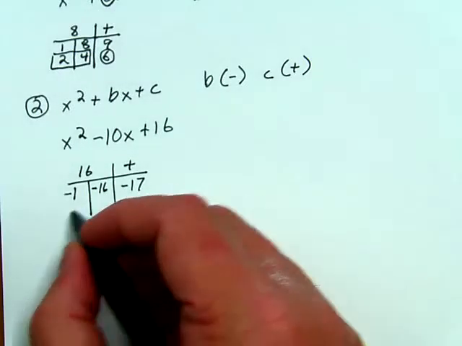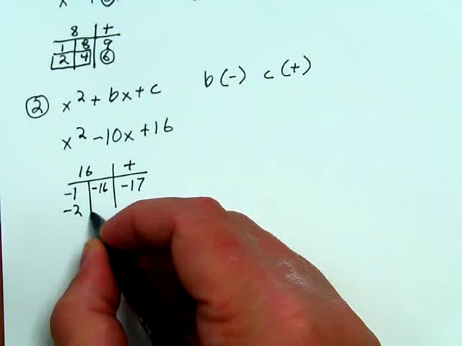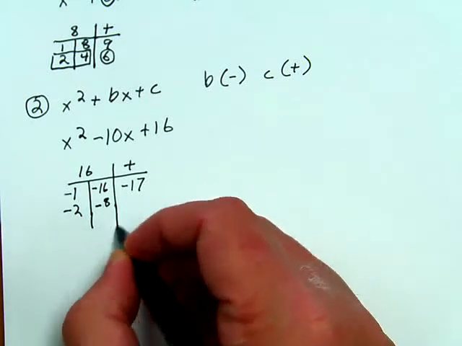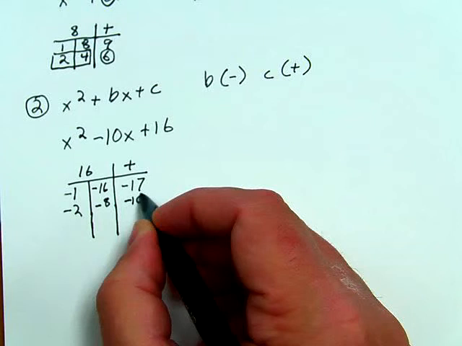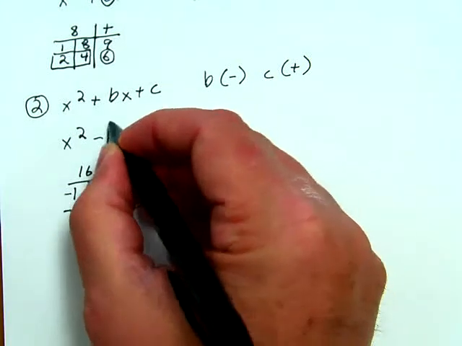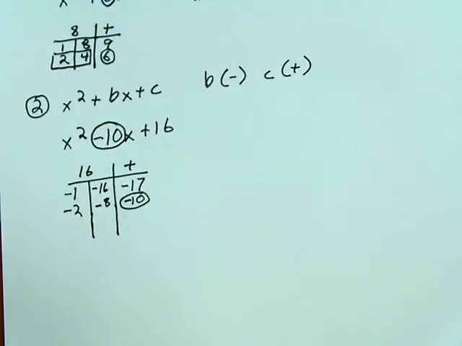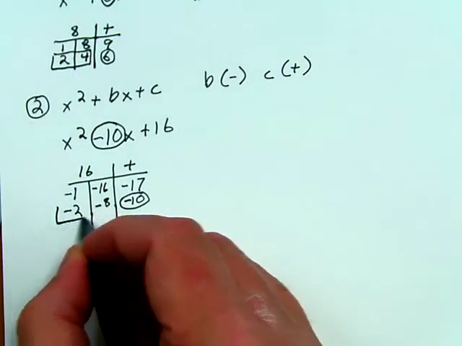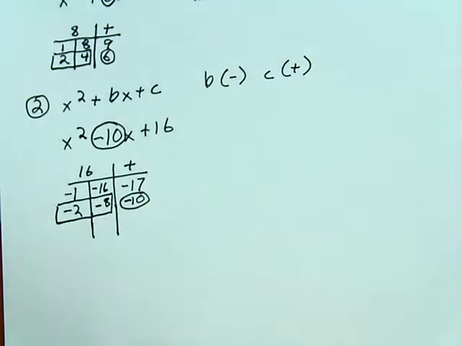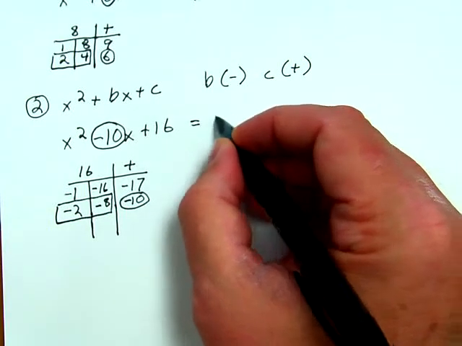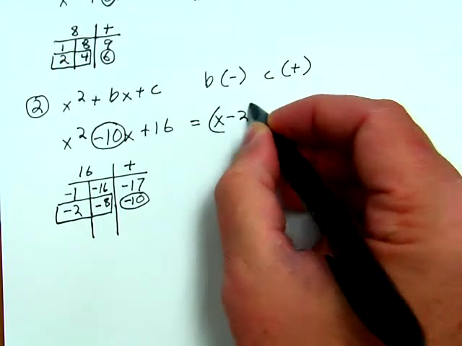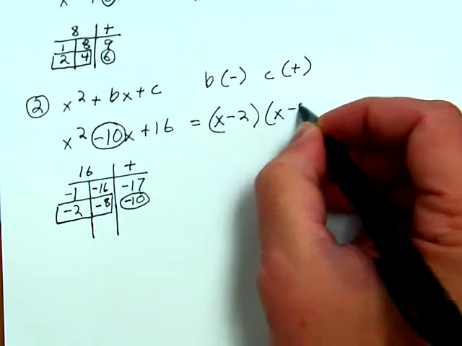Okay, so let's try negative 2 and negative 8. Negative 2 and negative 8, when added together, give me negative 10. There it is, negative 10, negative 10. So that tells me that negative 2 and negative 8 are my two numbers. So this is equal to x minus 2 times x minus 8.